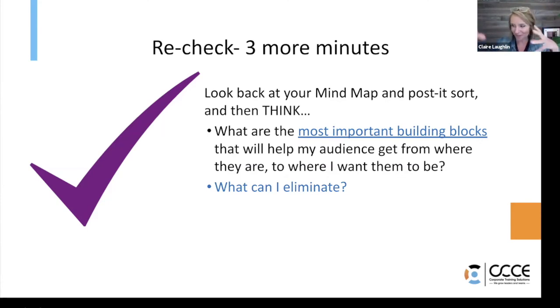I do the messy process, the big mind map. Then I step back and I go, now wait a minute, out of all this stuff on my mind map, what's the most important stuff in the time I have that's going to help my audience get from where they are to where I want them to be? What can I cut? What does not have to be in here? What can I do in one exercise that covers 2 things, for example?